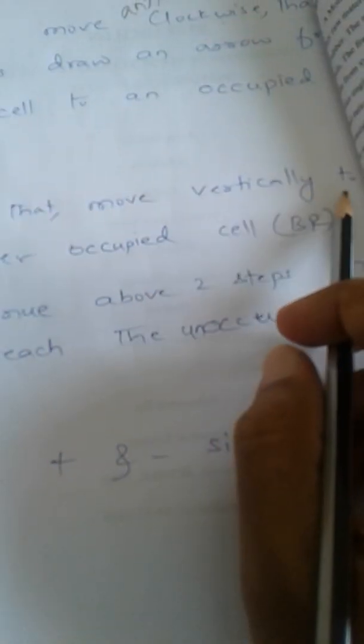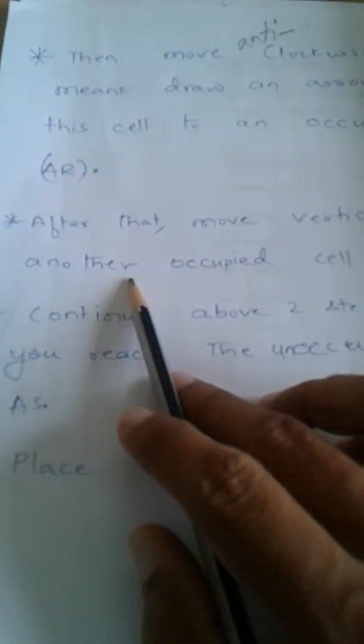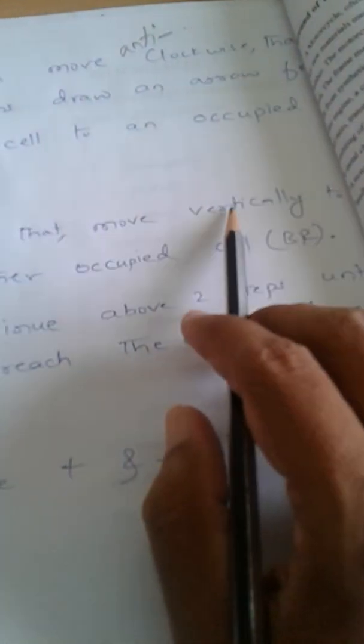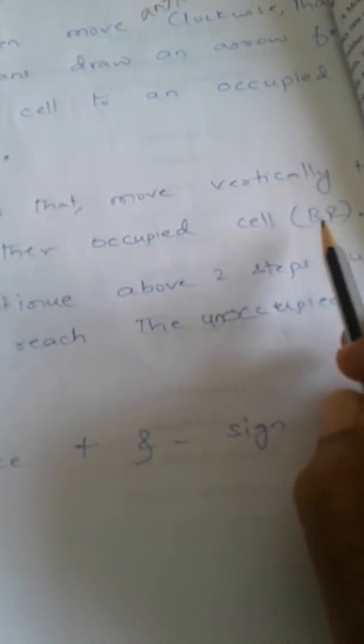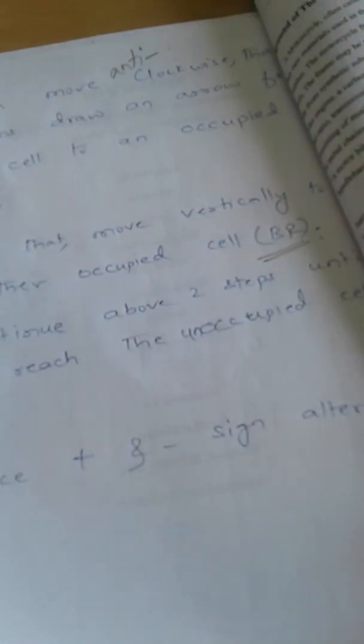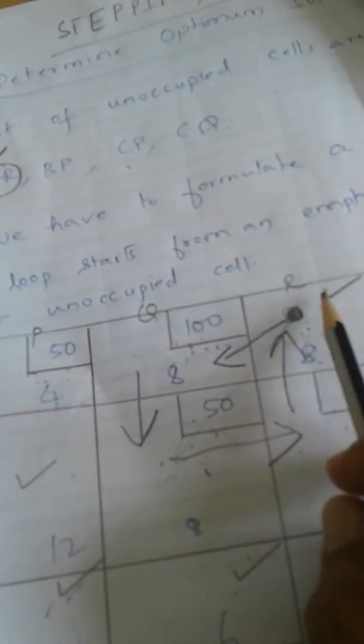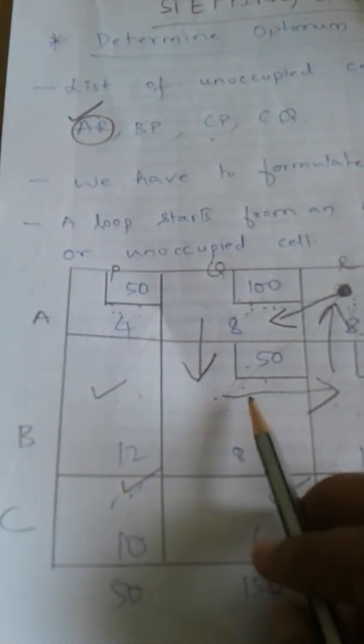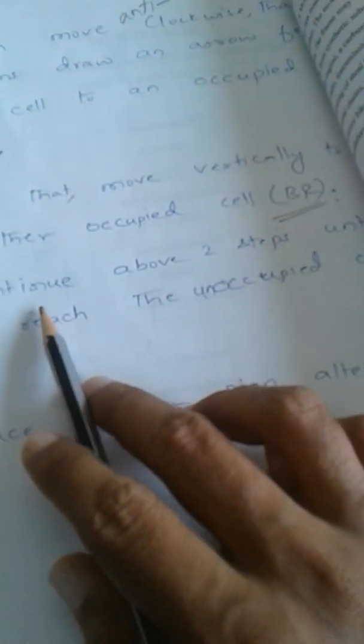After that you can move vertically to another occupied cell. Okay, so another occupied cell is BR. So from AQ you are moving to BR, BQ. Okay, so BQ and from BQ to BR. Okay, so that is how this continues.